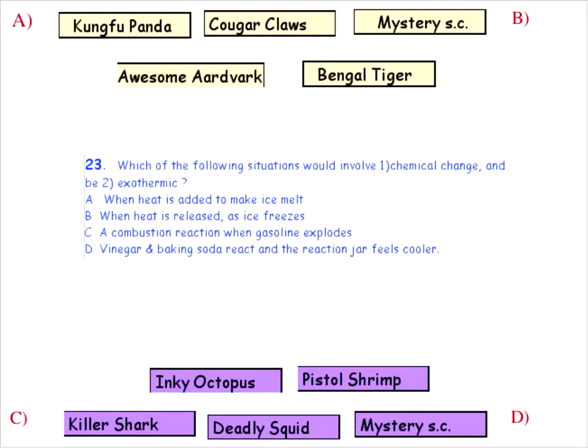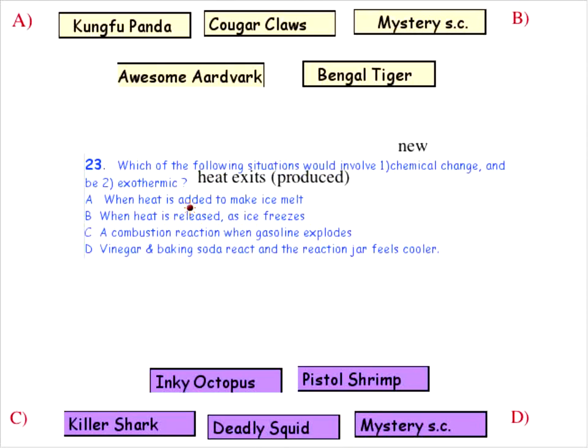Okay. So, which of the following situations would involve a chemical change and exothermic? Okay, well, we know some of the properties of chemical change. Something new is always produced. So we're going to look for something new. Just going to write that above there. Exothermic, we know that heat exits or is produced. So, which one of those shows that?